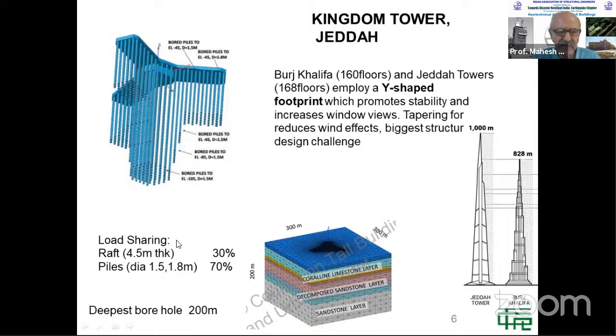Just to give you an idea, in the case of the Kingdom Tower in Jeddah, the raft, which is 4.5 meters thick, carries about 30% of the load, and the piles, which are 1.5 meter and 1.8 meter, distributed all over the place, carry about 70% of the load. And the investigations were done as deep as 200 meters to make sure that we don't get any surprises, because they know that if anything happens to the foundations, it can't be fixed.